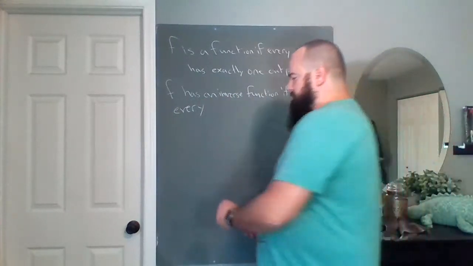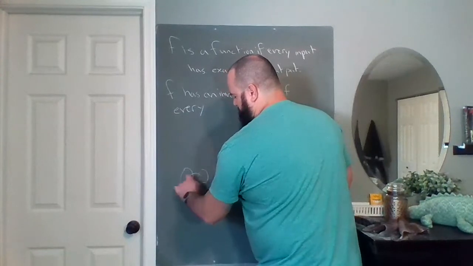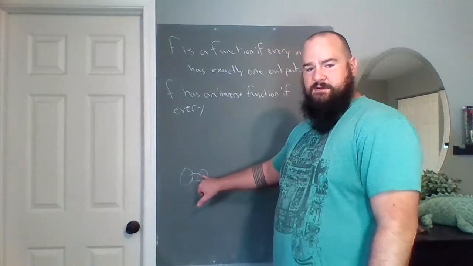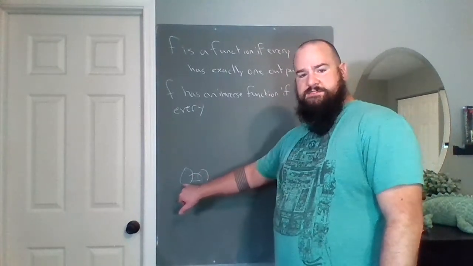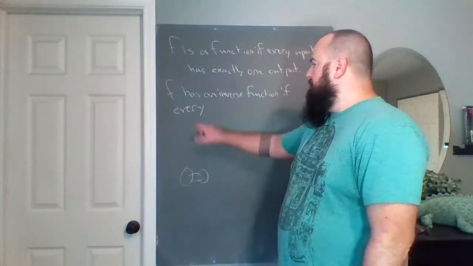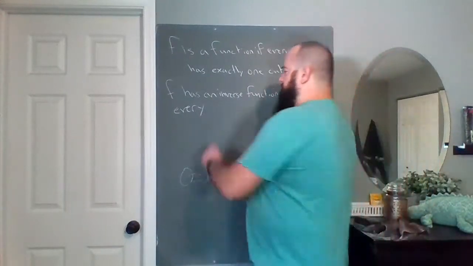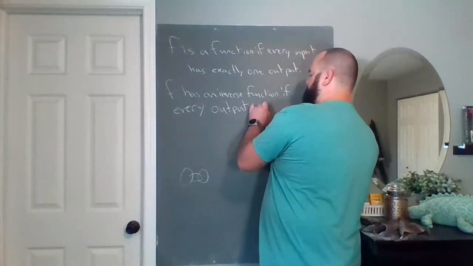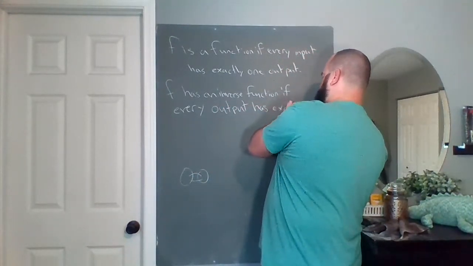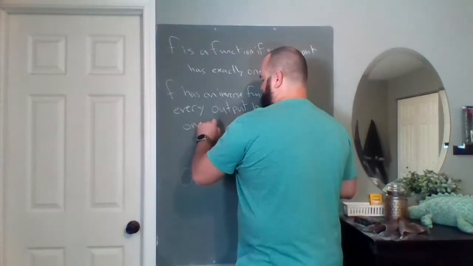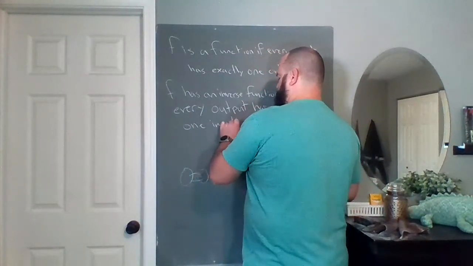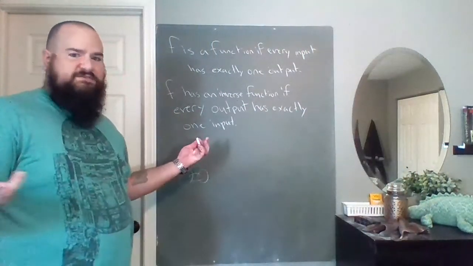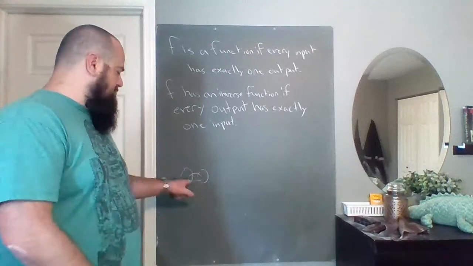Well, if you remember those two circles, right? The f had the input to the output. Well, the inverse took one of those outputs. Oh. So f has an inverse function if every output has exactly one input. That's awesome, right? That's so nice and that makes sense.